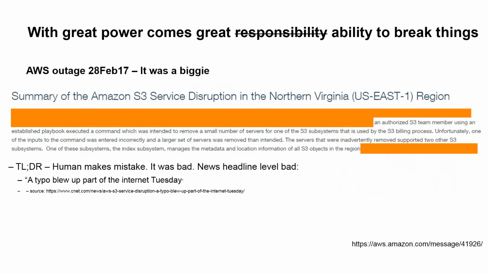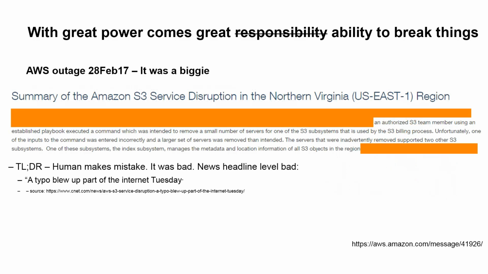As an example, this is the AWS outage of the 28th of Feb 17. It was a biggie. They released a statement, and I really love the way companies deal with this. I don't love the outages, obviously, but the fact that they give a lot of information to users nowadays about what actually happened. The TLDR of this is that humans make mistakes. It was news headline level bad.